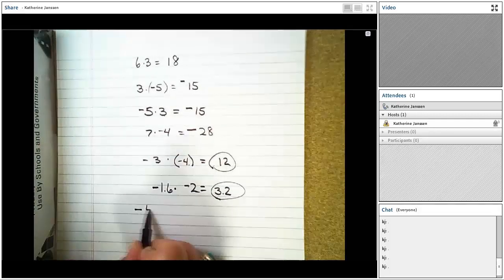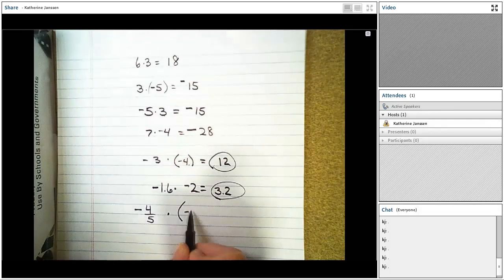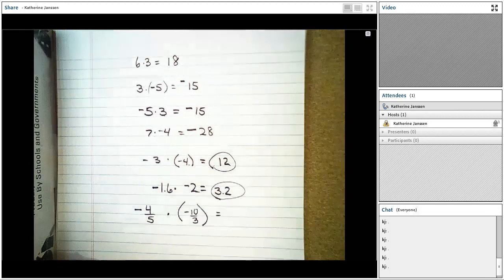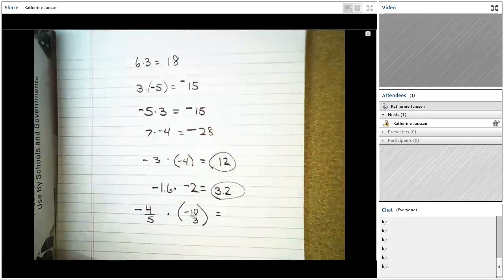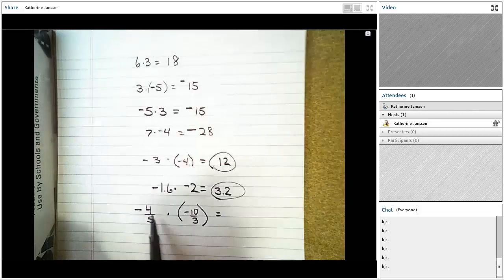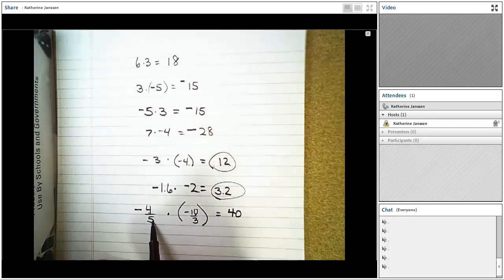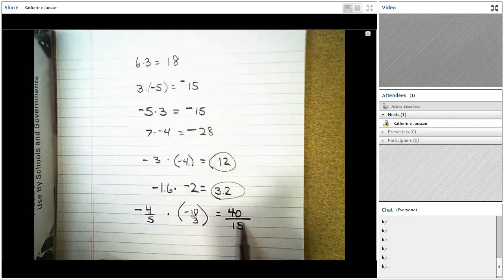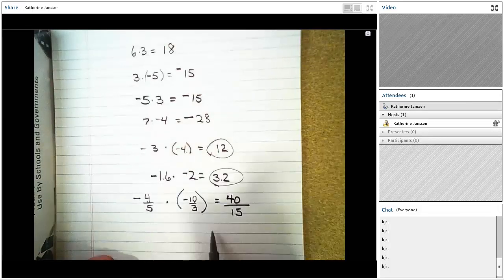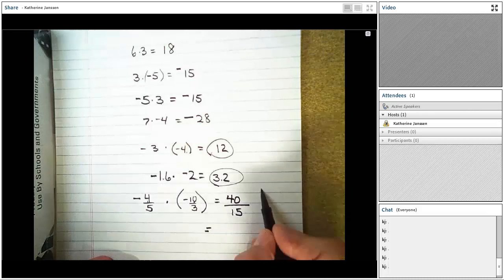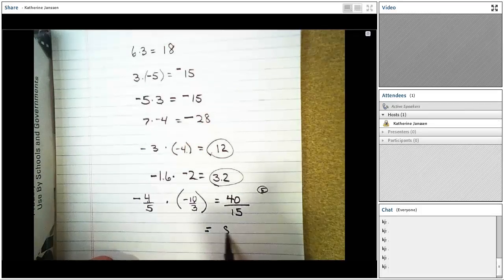A negative 4/5 times a negative 10/3. Now remember, in multiplication of fractions, it's a piece of cake. You multiply the numerators, you multiply the denominators, and simplify if you can. Well, I have a negative 4 times a negative 10, which would be 40. A negative times a negative is positive. 5 times 3 is 15. Now we know 5 goes into the numerator and the denominator. 5 goes into 40 8 times, and 5 goes into 15 3 times.